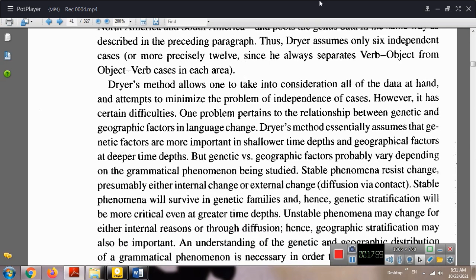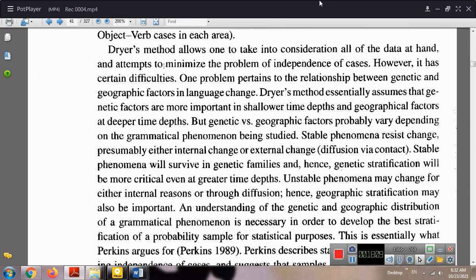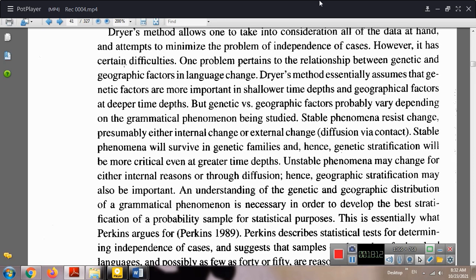Thus, Dryer assumes only 6 independent cases, or more precisely 12, since he always separates verb-object from object-verb cases in each area. Dryer's method allows one to take into consideration all of the data at hand and attempts to minimize the problem of independence of cases. However, it has certain difficulties.